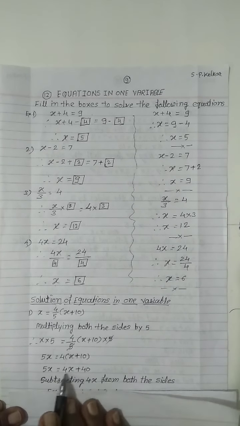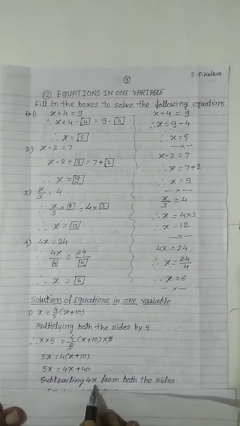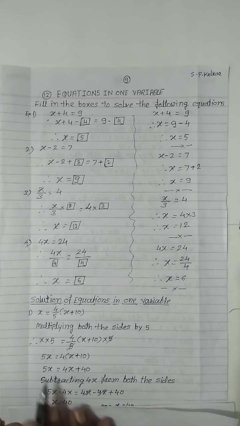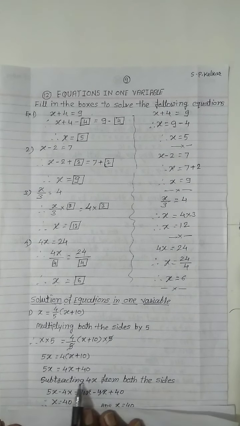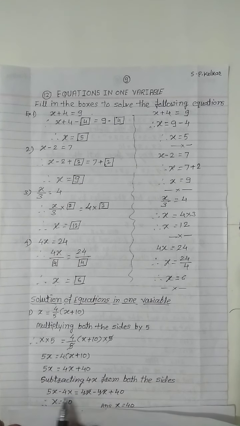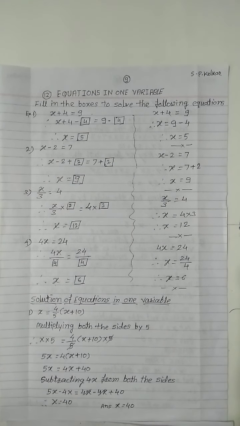Now we want to cancel this 4x from the right side. So we subtract the same term from both sides. So subtracting 4x from both sides, 5x minus 4x and 4x plus 40 minus 4x. See, we subtract 4x from this 4x, so this 4x and this 4x cancel. 5x minus 4x is x, equal to this 40. Then x equal to 40. We solve this equation in this way, x equal to 40.